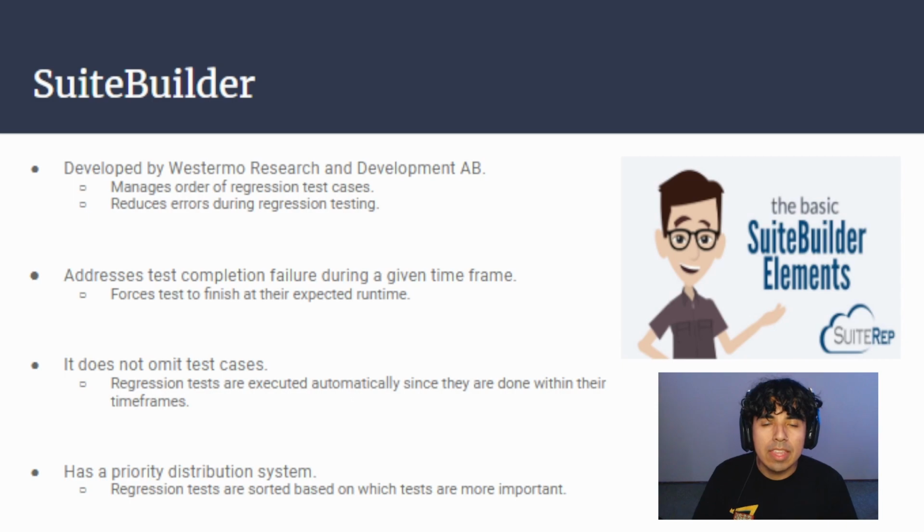And in this one, test cases aren't omitted because most of them are completed during their given runtime. Therefore, there's no need to ignore them. And lastly, it utilizes a priority distribution system in which regression tests are sorted based on which tests were more important. What it means by important is whichever test has a higher priority than the rest. Therefore, it'll just follow that pattern and that sequence based on whichever has the higher priority.